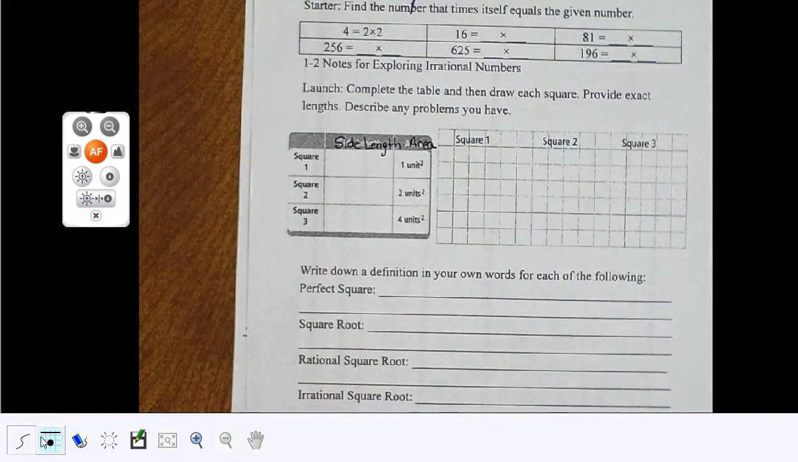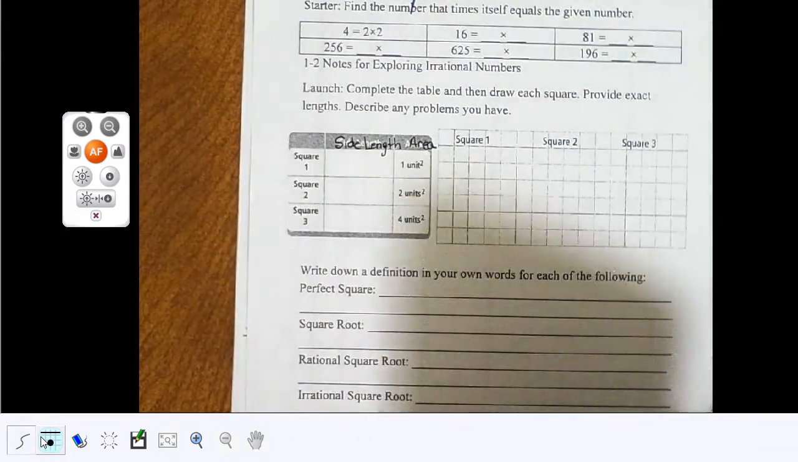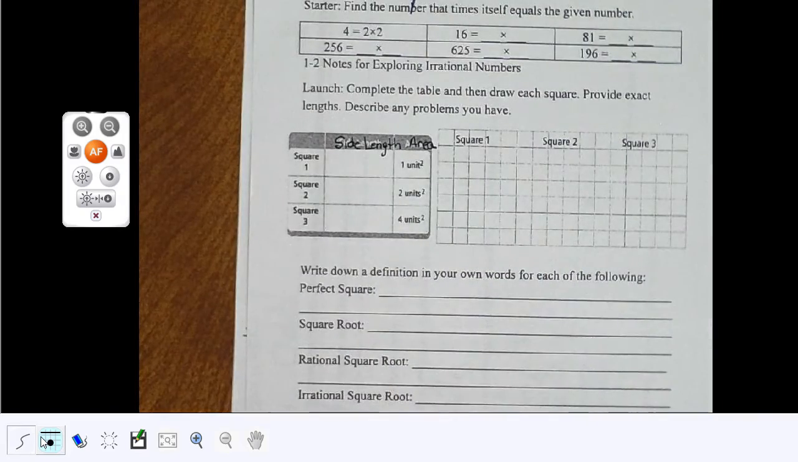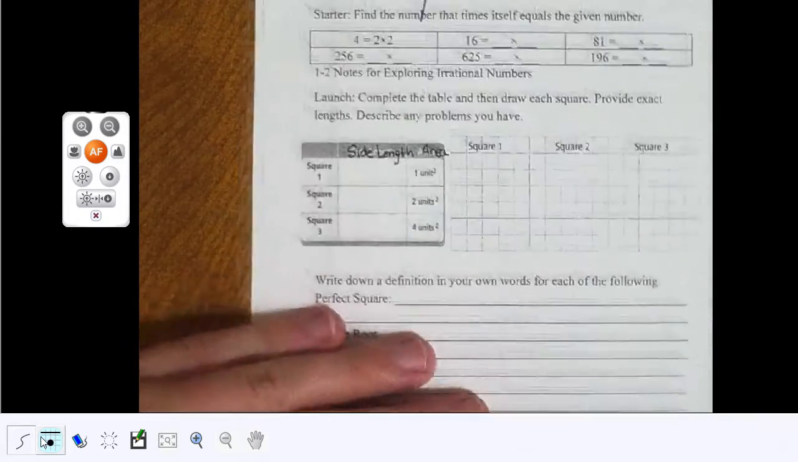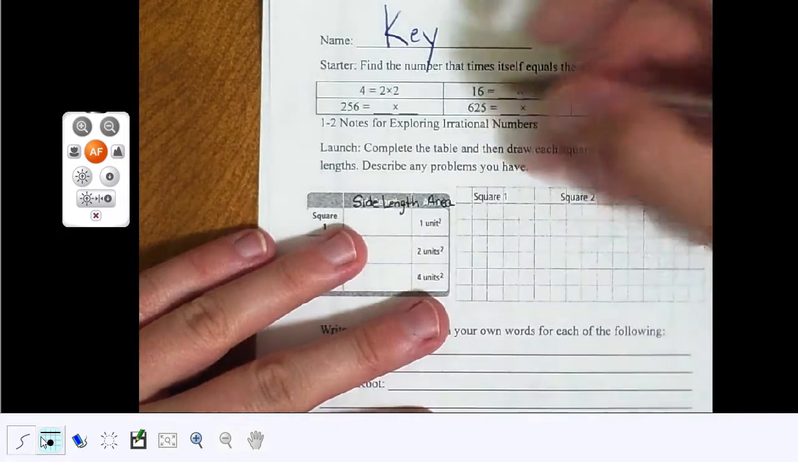Hi, today we're going to be talking about how to find irrational numbers and what they are. So we're going to start by just talking about these perfect squares. A number that times itself is a perfect square.